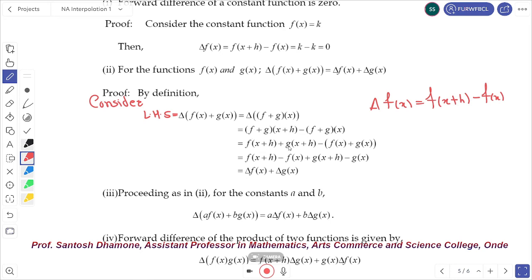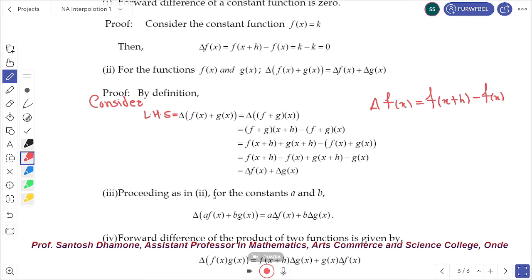f(x+h) + g(x+h) - [f(x) + g(x)], which is equal to f(x+h) - f(x) + g(x+h) - g(x), which is equal to, by definition, Δf(x) + Δg(x). This is the proof of our second property.